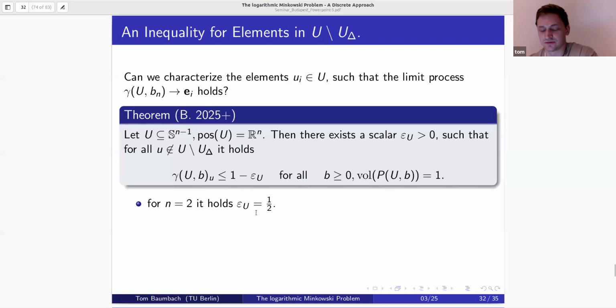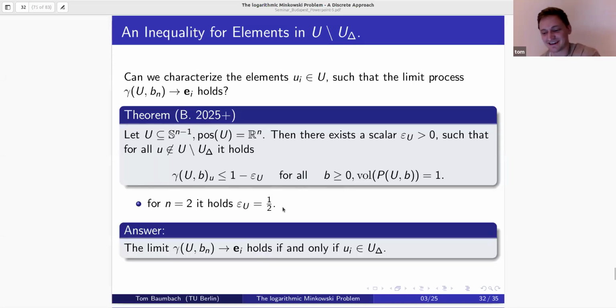So why do I hope that this epsilon U is independent of the set U? Because in the planar case, I can prove that epsilon U can always be chosen to be 1/2. And in dimension 3, I can prove that for positive bases, epsilon U can always be chosen to be 2/3. So we assume that in general it should have some form of (n-1)/n, which would be quite nice. But yeah, it's for the future. Okay, to answer this question, on the top, the limit only holds if and only if UI is already in the pyramid structure of U.